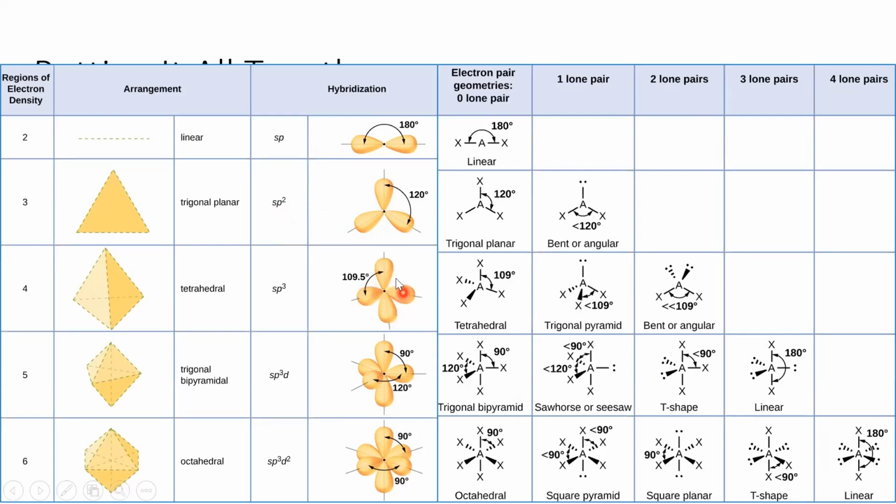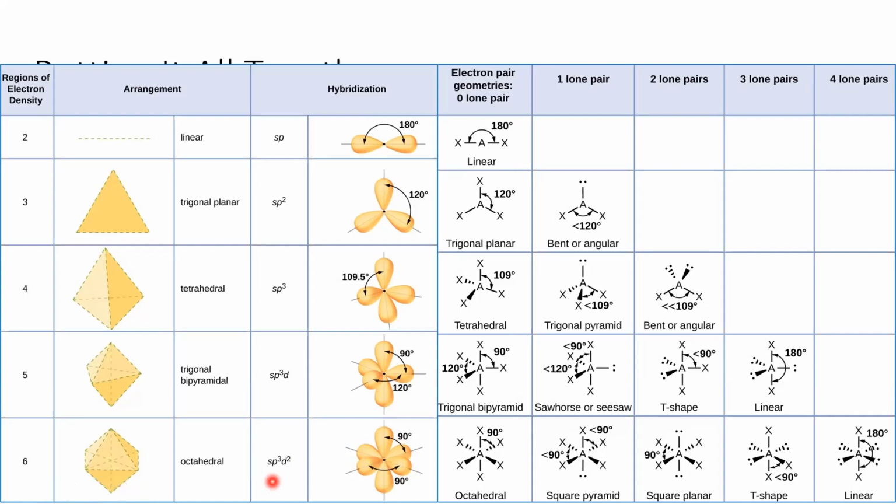If we have 4 things coming off of the central atom, the hybridization is going to be sp³. Again, there's 1s and 3 p's. That's where we're coming up with the 4 from. If we have 5 things coming off the central atom, the hybridization is sp³d. And if we have 6 things coming off the central atom, the hybridization would be sp³d².